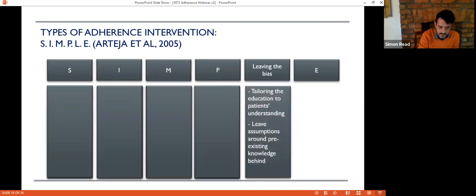So on to leaving the bias. I always found this one named rather strangely, because it's almost like it's just trying to fit in with the mnemonic as opposed to making sure it's crystal clear what it actually means. But this is pointing towards similar ideas around tailoring clinical communication to an appropriate level for the patient.